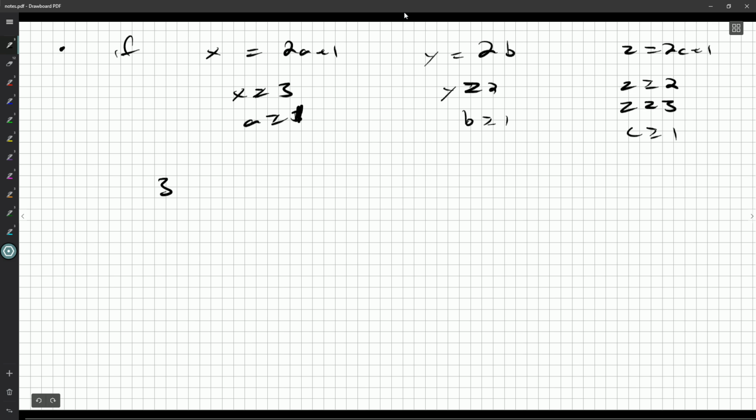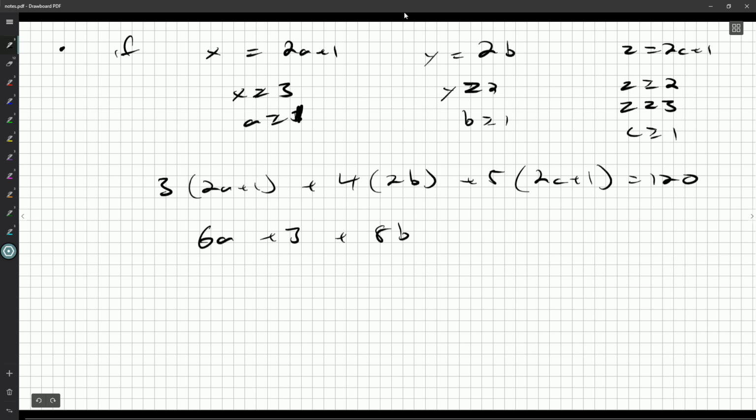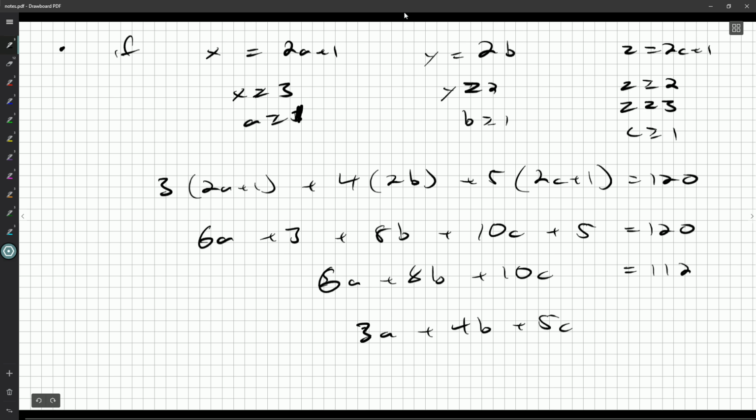Now, 3 times 2a plus 1, 4 times 2b, 5 times 2c plus 1 needs to be 120. So we'll get 6a plus 3, 8b, 10c plus 5. So subtract 8 on both sides. Get 112 is 6a plus 8b plus 10c. Divide by 2, we should get close. But again, we'll be off ever so slightly. We'll have 56, so we'll need an extra 4. So just use b plus 1.